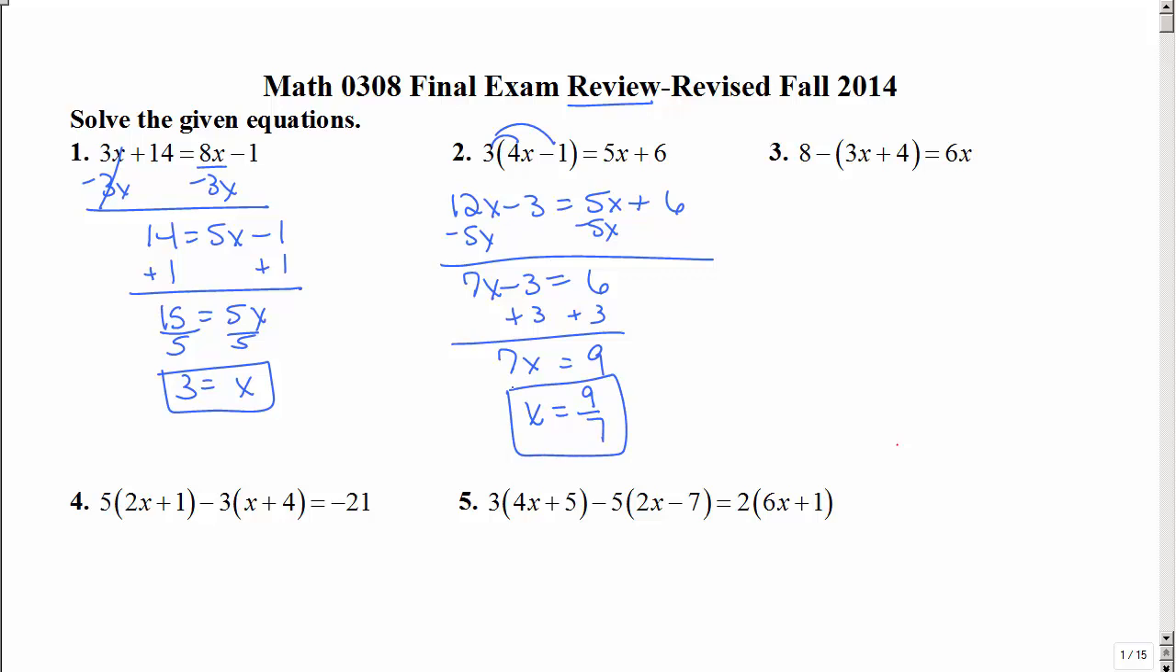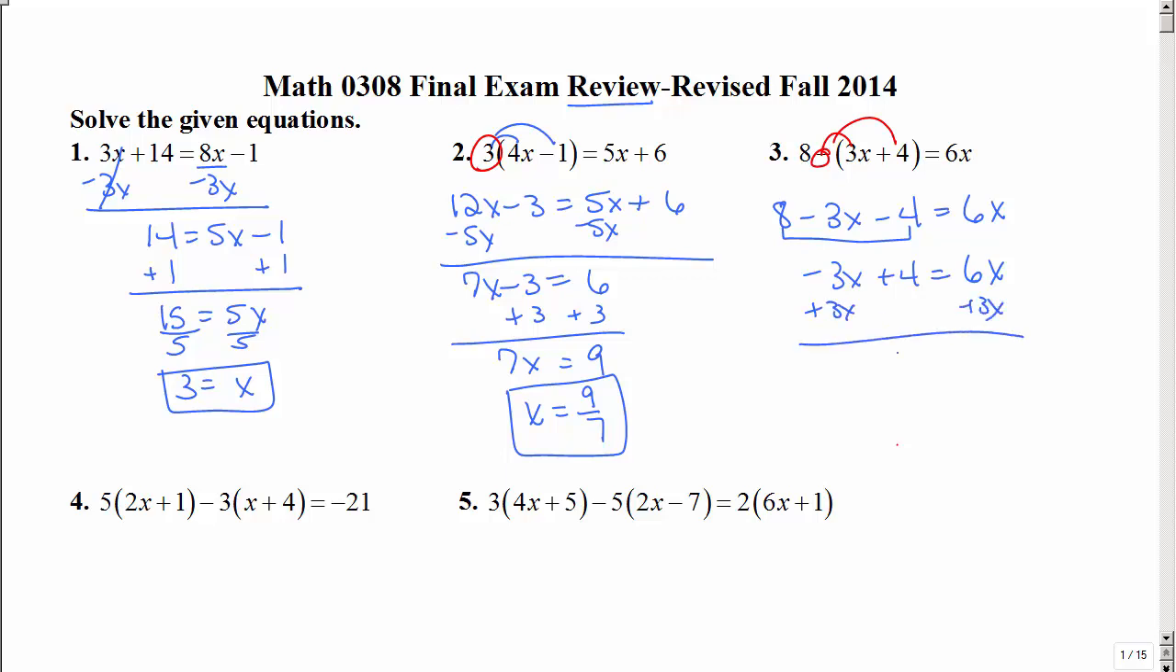The next one, the tricky thing here, is if there's a minus sign, that needs to get distributed just like this 3 got distributed. So we would have 8 minus 3x minus 4 equals 6x. I'm going to combine like terms, so that's negative 3x plus 4. I'm going to add 3x to both sides and divide by 9. So you don't always get really pretty answers in math.